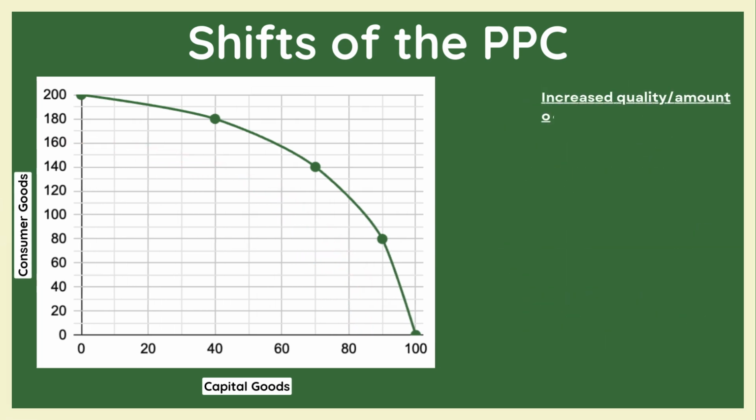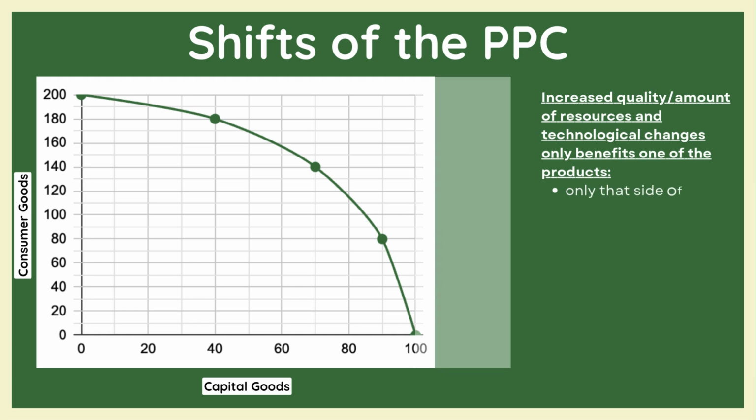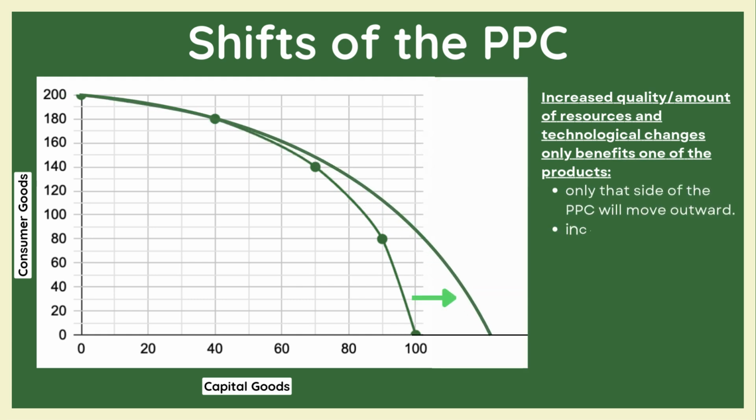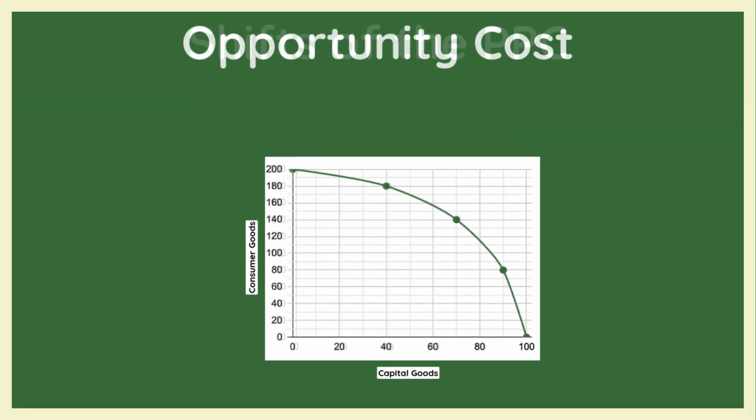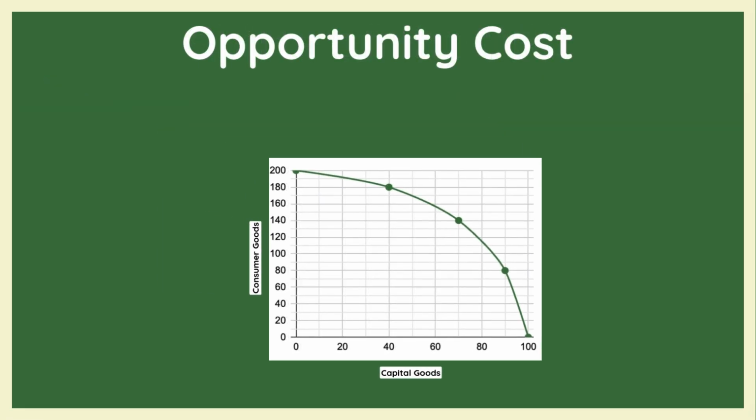If an increase in the quality or amount of resources and technological changes only benefits the production of one of the products, only that side of the PPC will move outward. This shift would also increase the opportunity costs of producing one good while decreasing the opportunity costs for producing the other. Speaking of opportunity cost, let's review its definition.